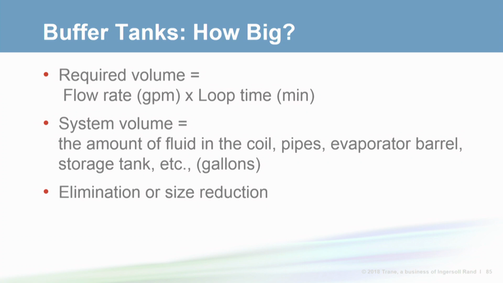Another method to increase the volume without the use of a buffer tank would be to increase the pipe diameter to allow for more fluid in the system. If a buffer tank is required, consider looking at alternate chiller conditions. A chiller's flow rate is inversely proportional to the delta T. So if you can design a chiller with a larger delta T, the required volume will reduce and may eliminate the need to add the buffer tank to the system.